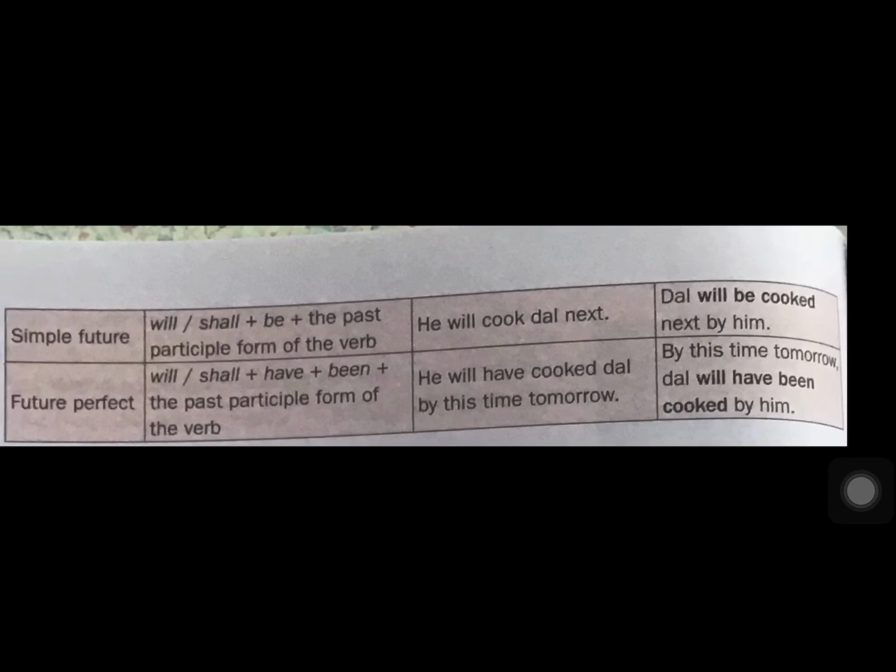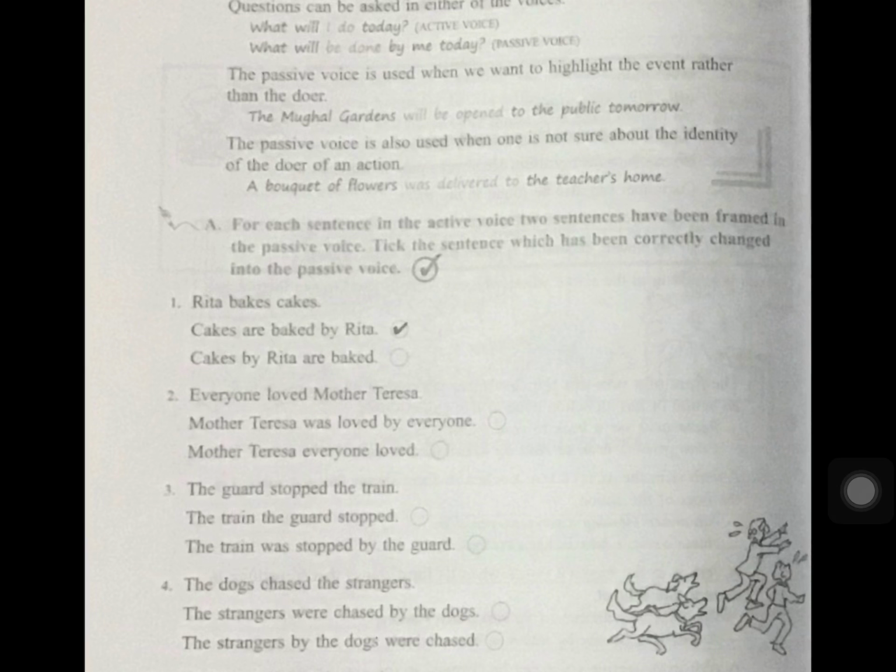Now let us go through the exercises that they have given in your grammar book. So here, children, page number 110. See here, we will go back to the slides once again. For each sentence in the active voice, two sentences have been framed in the passive voice. Tick the sentence which has been correctly changed into the passive voice. They have given you questions in the active voice and you have to choose the correct sentence, as they have given two options.